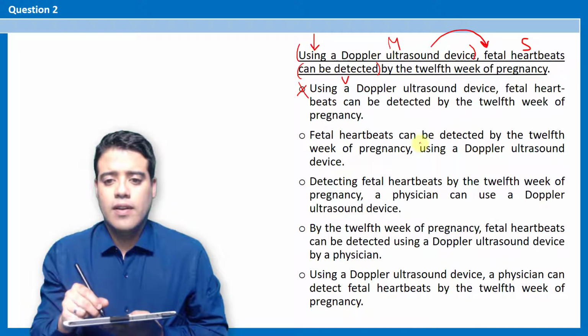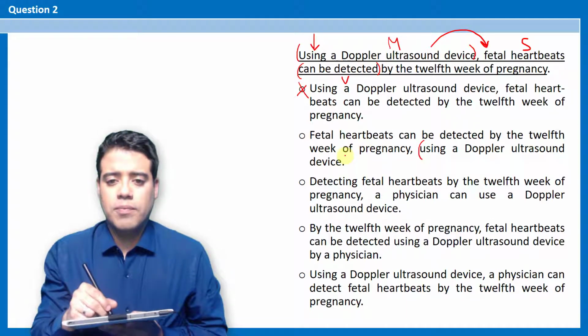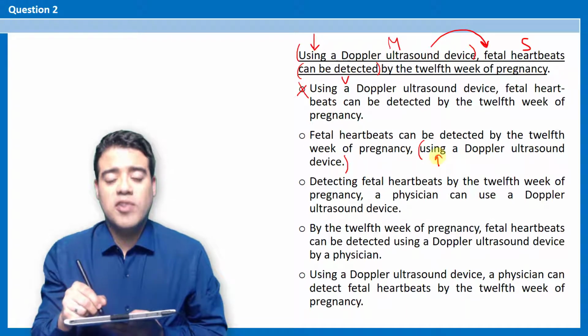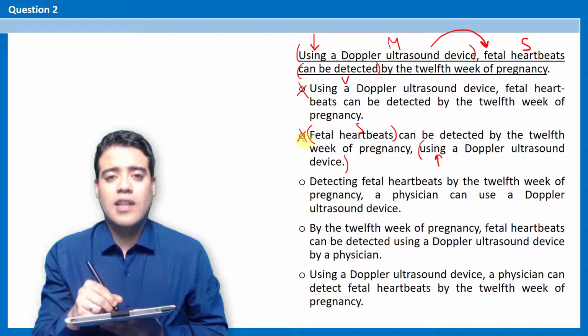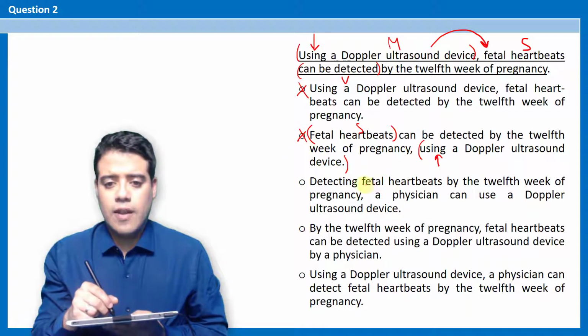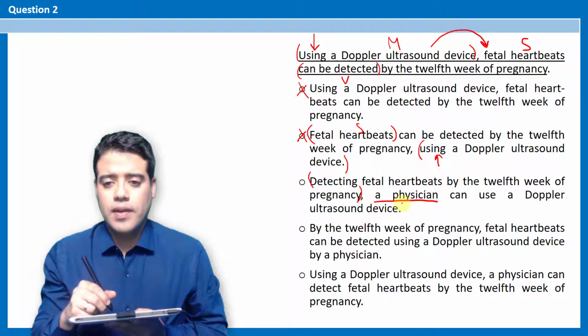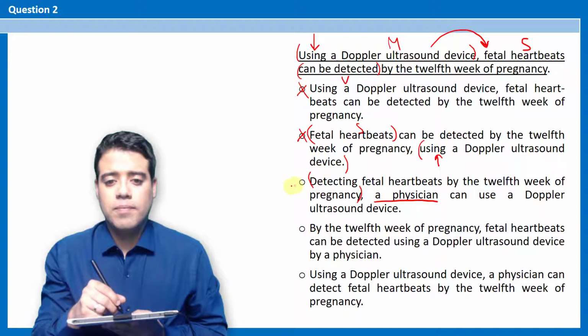In the second one, you also have using a device. And you need someone who can use it. My subject is still fetal heartbeats. So fetal heartbeats cannot use a device. That is illogical. Look at number 3. Detecting fetal heartbeats. Be careful here. What or who detects the heartbeats? Is it a physician? Well, not in this case. It should be the device. The device detects the heartbeats. So this doesn't work.